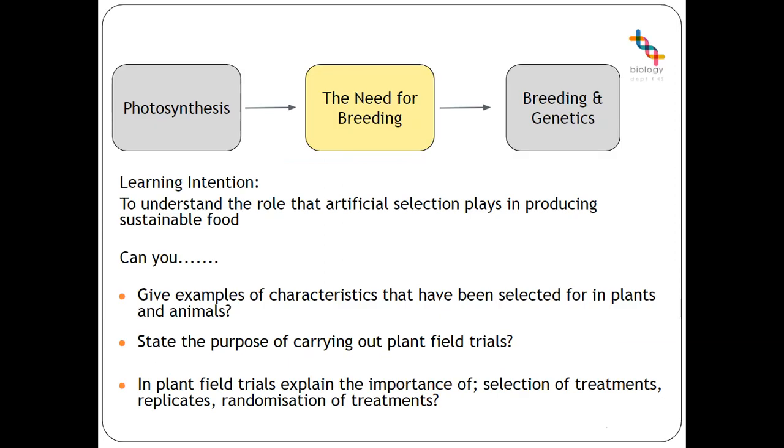So what you're expected to know in this one is we're trying to get you to understand the role that artificial selection plays in producing sustainable food. And in order to show that you can do that, we're looking for you to be able to give examples of characteristics that have been selected for in plants and in animals. You need to be able to state the purpose of carrying out plant field trials, and in plant field trials explain the importance of selection of treatments, replicates, and the randomisation of treatments.